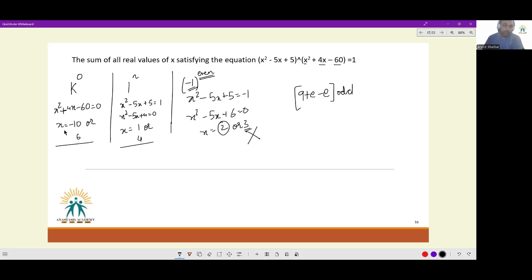There are 5 acceptable values of x: minus 10, 6, 1, 4, and 2. Now 6 and 4 will cancel out the minus 10. We are left with 1 plus 2. Sum of all real values of x satisfying the equation will be 3. And there are 5 such real values available. Okay. Moving on.